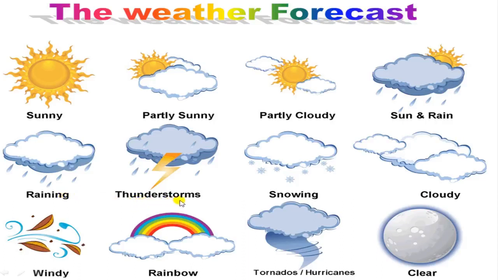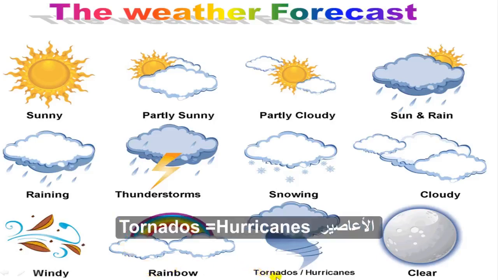Thunderstorms. Snowing. It's cloudy. It's windy. Wind. Rainbow, different colors after it's raining. Tornadoes. Hurricanes. Tornadoes, very strong wind. Clear.